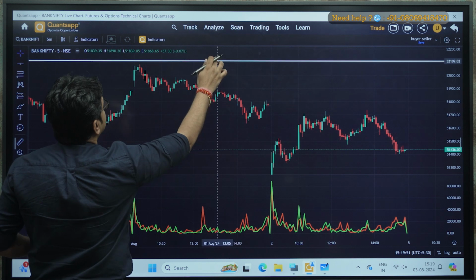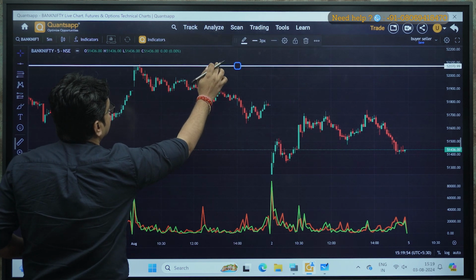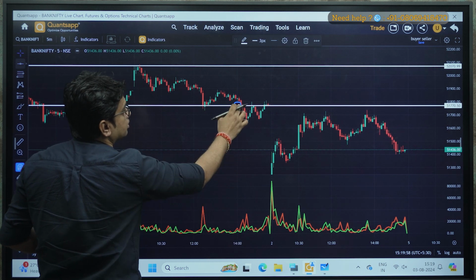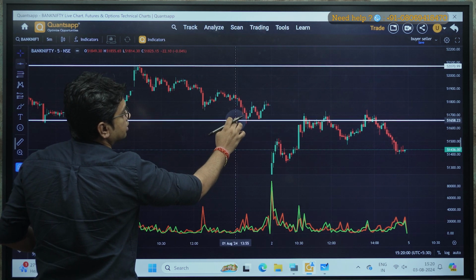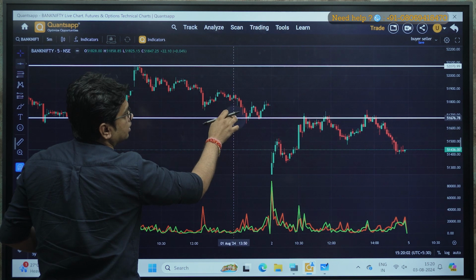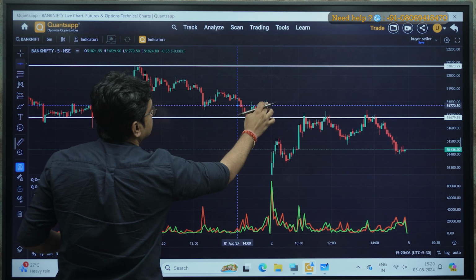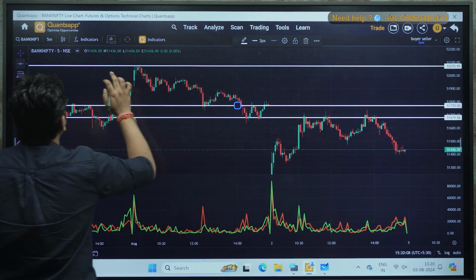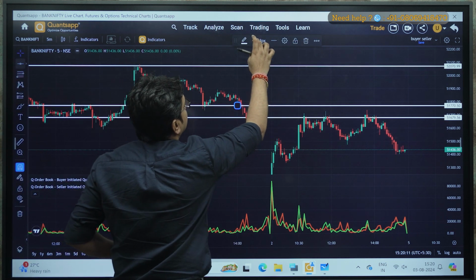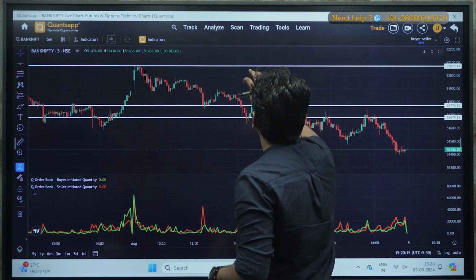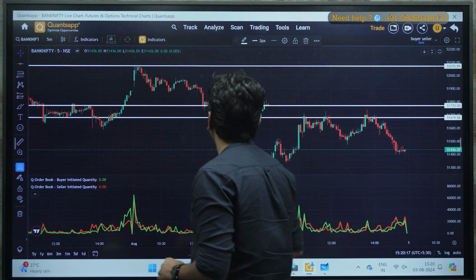Now this is the highest point of yesterday's market. This is the lowest point. And I'm marking the closing price also. I'll just make it thin. Now this is the closing price.